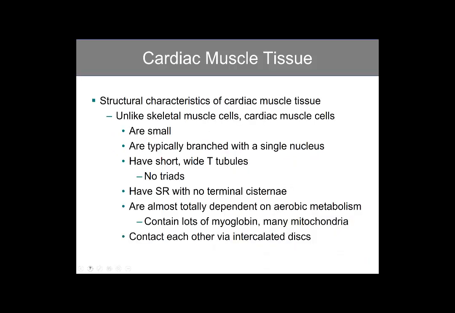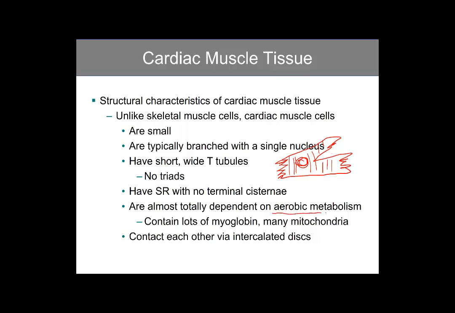Unlike skeletal muscle cells, cardiac muscle cells are small. They're typically branched with a single nucleus. They have short, wide T-tubules, and they're without triads. The sarcoplasmic reticulum of the cardiocytes lacks terminal cisternae, and they're almost completely dependent on aerobic metabolism.